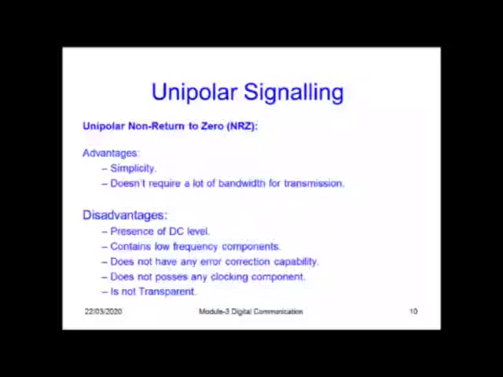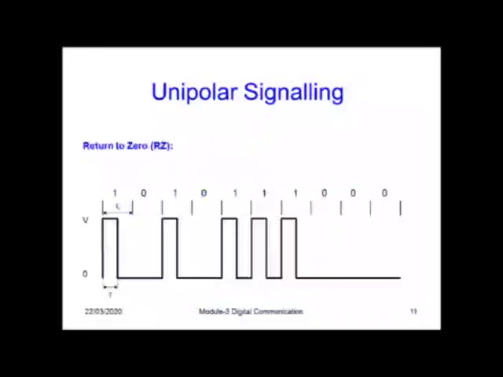Now we'll come to the unipolar return to 0. In unipolar return to 0, the duration of the mark pulse is less than the duration of the 0 symbol. Typically, the return to 0 pulse fills only the first half of the time slot, returning to 0 for the second half.